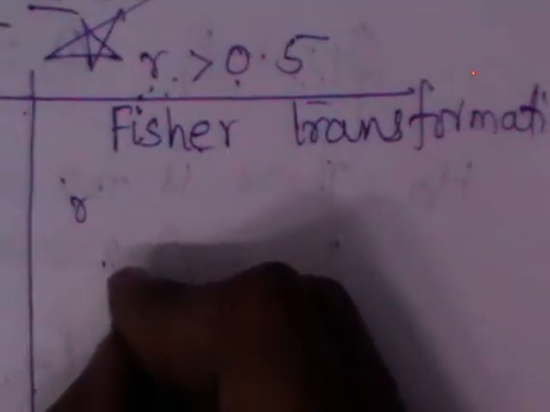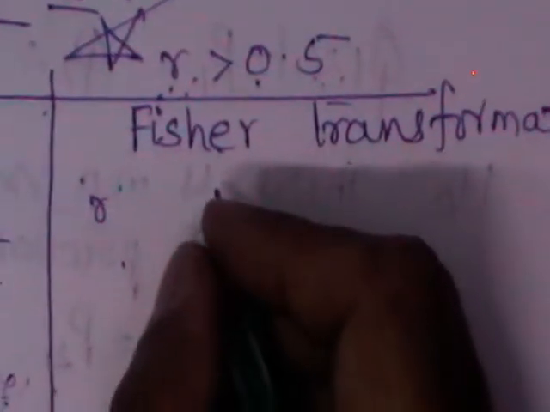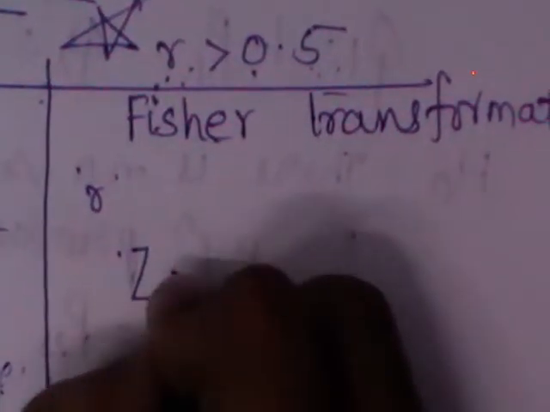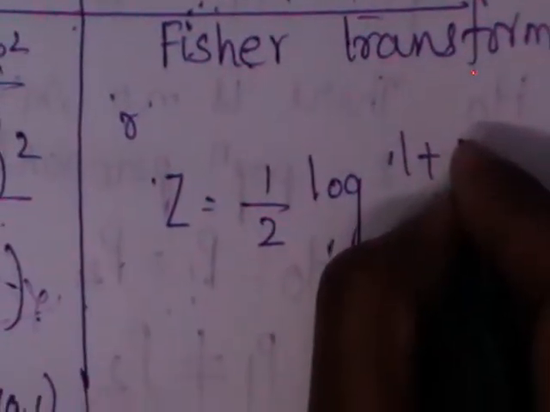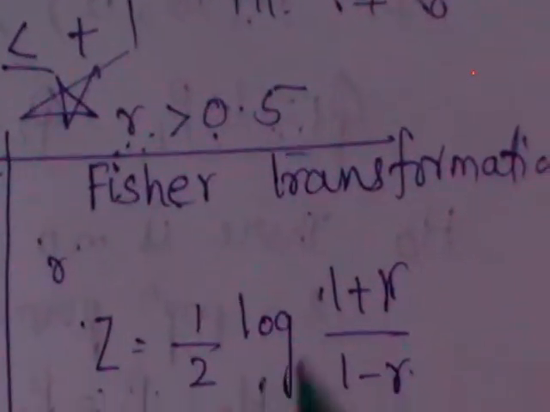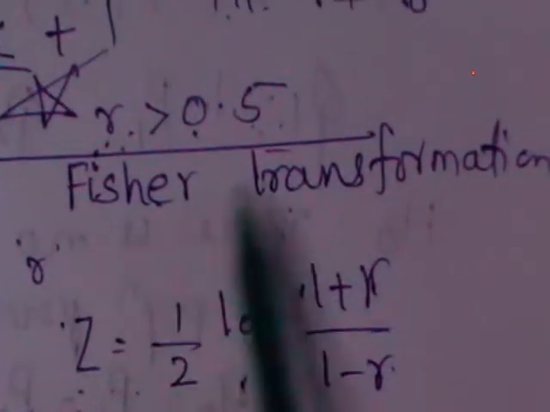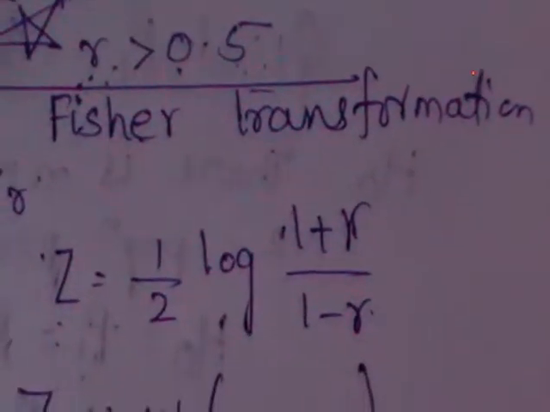When r is greater than 0.5, Fisher suggested a transformation on r. What do you mean by transformation? A change or a function of r, defined as Z is equal to 1 by 2 log((1 plus r) by (1 minus r)). This Z is going to follow a normal distribution. Here r directly follows a normal distribution when r is less than 0.5. When r is greater than 0.5, r doesn't directly follow a normal distribution, but a transformation on r suggested by Fisher, which is called the Z transformation, follows a normal distribution.